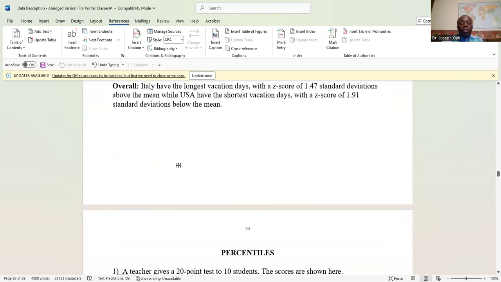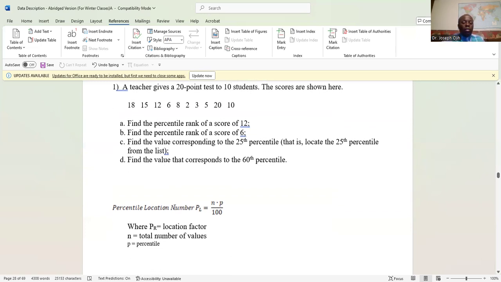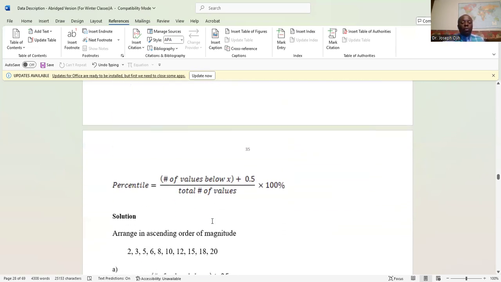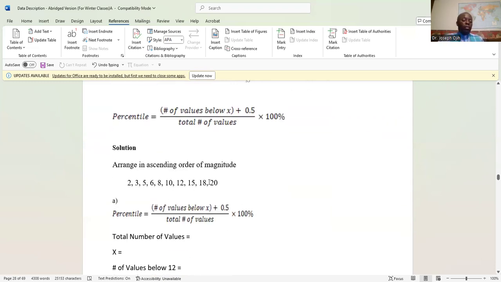We have the percentiles. I've already mentioned that percentiles divide a distribution into 100 equal parts. So how do you calculate a percentile? There are 2 formulas normally used. First of all, if you're asked to locate the percentile, you use this formula here. If you have to calculate the percentile, you use this one here. So let's do the first one.